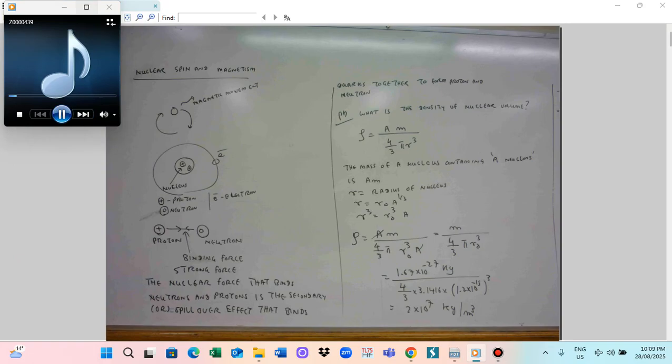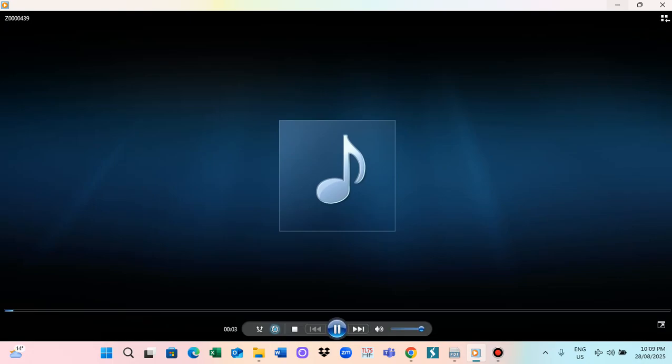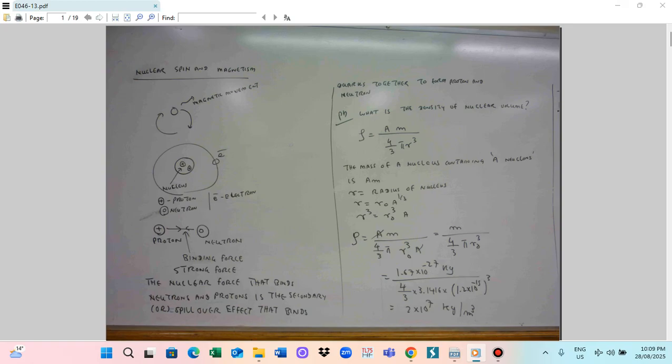This is the last lesson: nuclear spin and magnetism. Nuclear spin and magnetism.